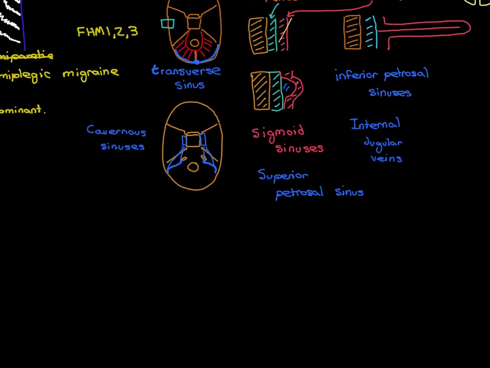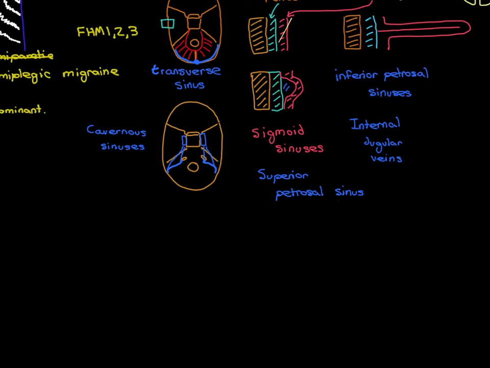Okay, right. Now let me just say a little bit more about how these things actually fill up with blood. They drain the brain parenchyma, the cerebral hemispheres. They have lots of veins. They need to drain somewhere, and they drain into the dural venous sinuses.